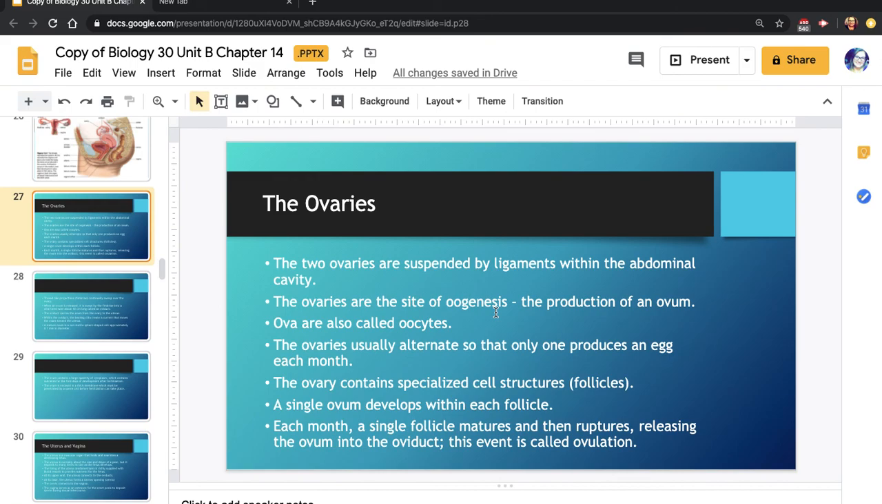The ovary contains specialized cell structures called follicles, and a single ovum develops within each follicle. Each month, a single follicle matures and then ruptures, releasing the ovum into the oviduct. This event is called ovulation. So ovulation only happens on the 14th day of the cycle. We have a 28-day cycle, just like the moon cycle. This event of ovulation happens roughly around the halfway point, and that's when the release of the egg will happen.